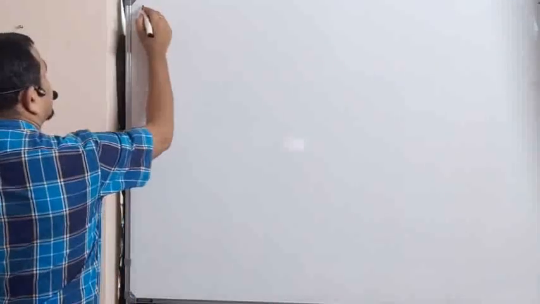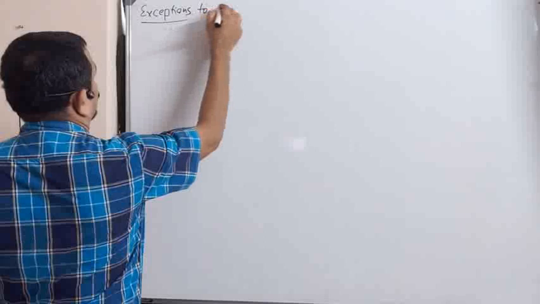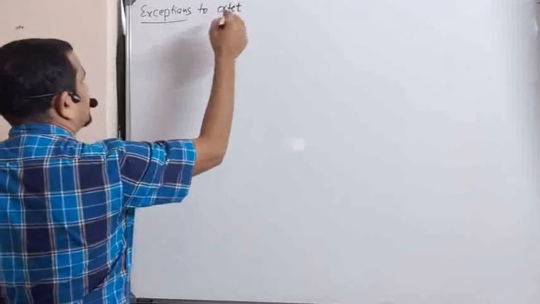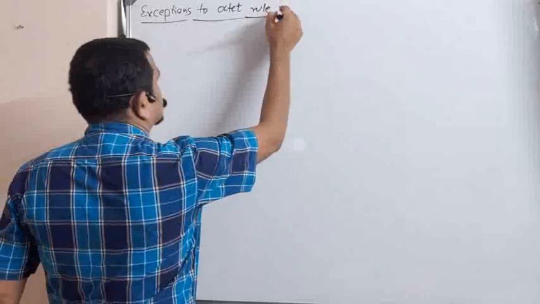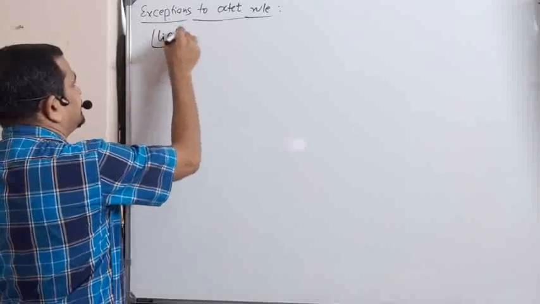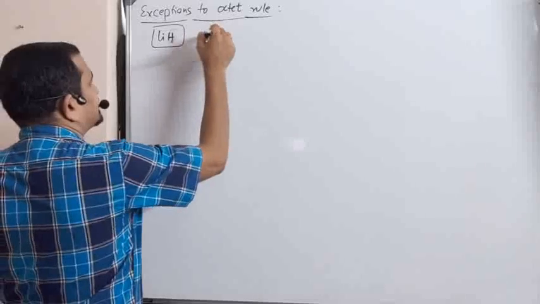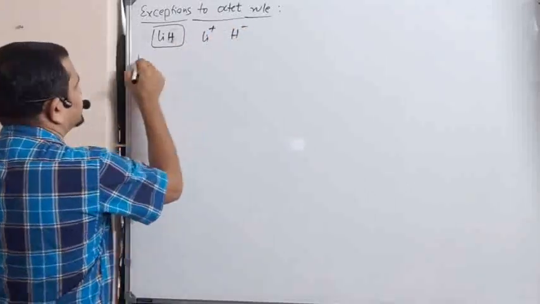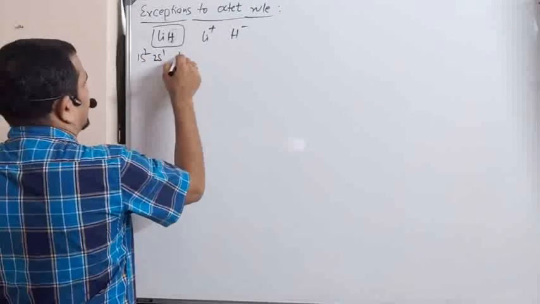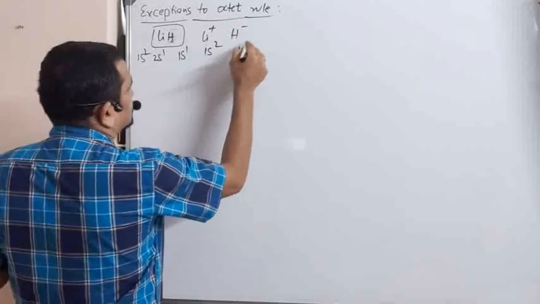This bond formation between atoms was explained with respect to the octet rule. Still, there are some exceptions to the octet rule, meaning some species and molecules do not follow it. For example, take lithium hydride, Li+ and H-. What is the configuration of lithium? 1s2, 2s1, and hydrogen is 1s1. Now Li+ has lost one electron, so it is 1s2. Hydrogen H- is also 1s2.